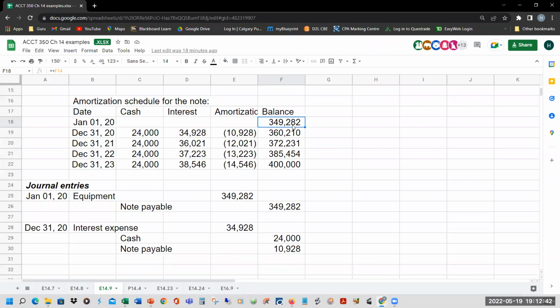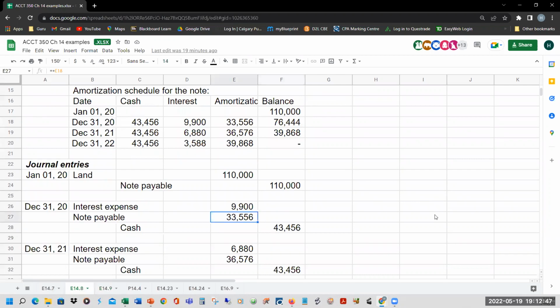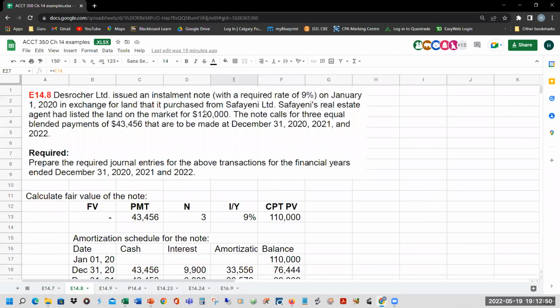So Jean has got a question of about 14.8. Jean, the $120,000 was the price that the agent of the company had listed the land at. We care two hoots about how much they had listed it at. We'll only record the land for how much DeRocher has actually paid for it. And what DeRocher is paying for it, based on the cash flows that DeRocher is making, is equal to $110,000. So that $120,000 was just to distract us.